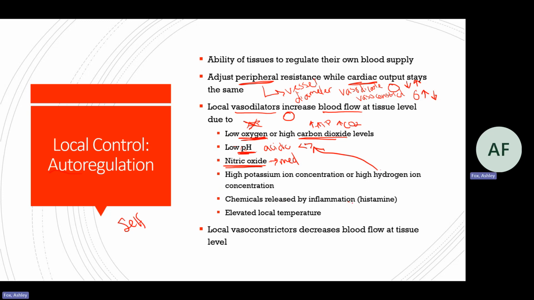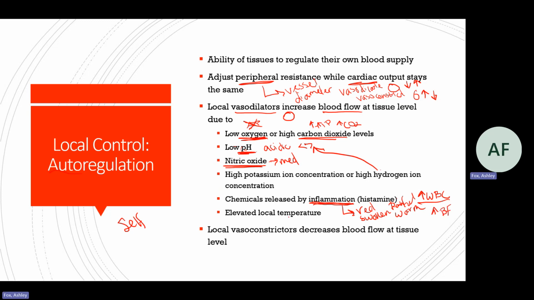Chemicals that are released by inflammation. We're going to talk about inflammation a lot when we get to the immune system, but if something's inflamed, where it's red and swollen and painful and warm, those are all signs of inflammation. That is all because, or at least partly because, of increased blood flow. And you can imagine if it's inflamed, you want to increase blood flow to the area because what do you want to go there? You want to increase blood cells to the area. That's how you're going to do it, increased blood flow.